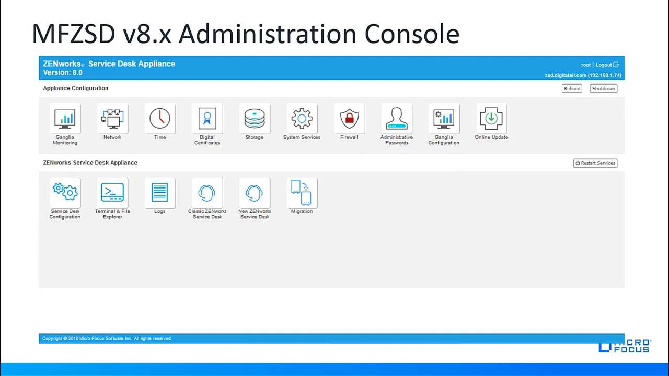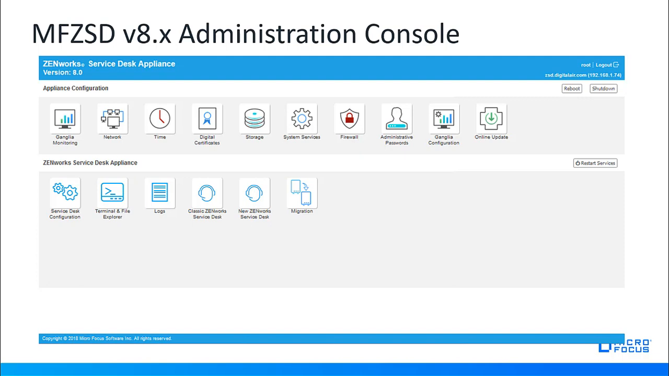And then any of the ZENworks Service Desk tiles are down below for the configuration, terminal, file explorer logs, ZENworks Service Desk. The new ZENworks Service Desk, which is the customer portal only, version 8.2, the technician portal will also be upgraded. So you'll just have a single tile after 8.2 comes out. And then if you're doing any migrations, you can do them from here. If you're doing a side-by-side, you'd use that tile.